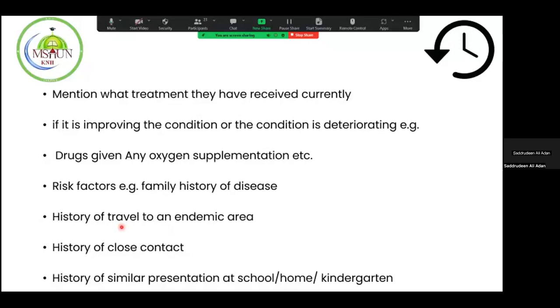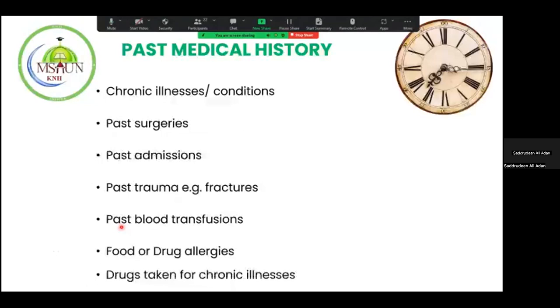So a case we saw in the ward during my rotation, we had a baby who came with tuberculous meningitis. And apparently she got it from someone who had TB in the kindergarten. It's good to ask about history of similar presentation in the patient's surrounding. As you can see, the HPI is quite detailed. At least you should mention everything.